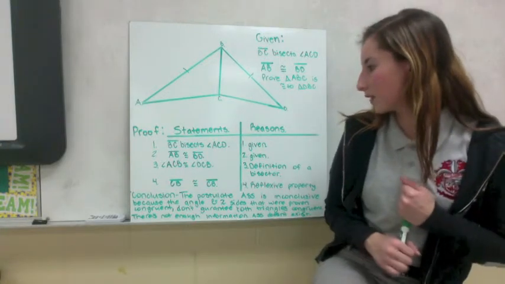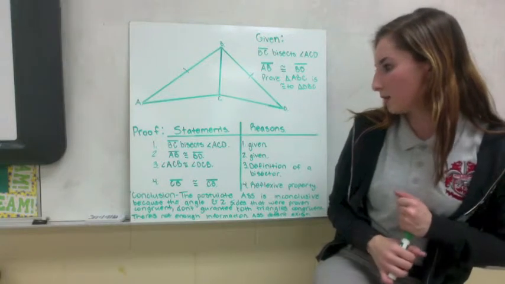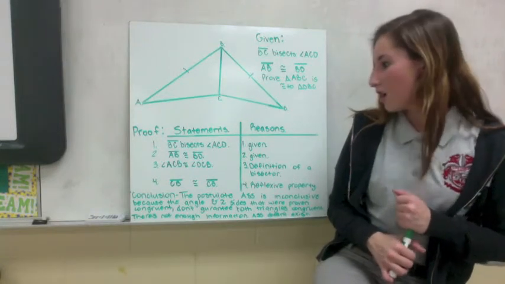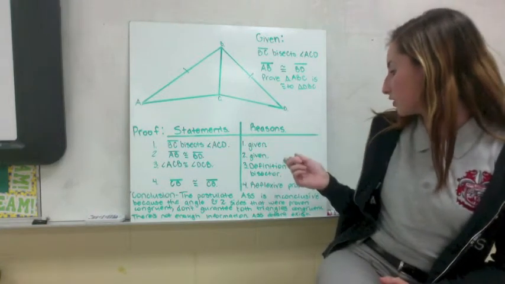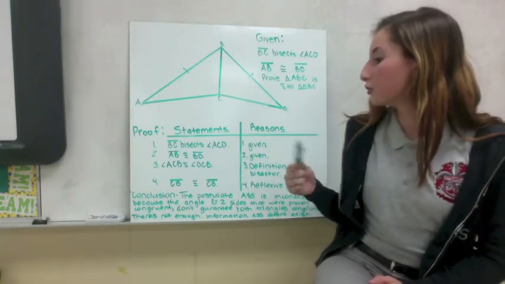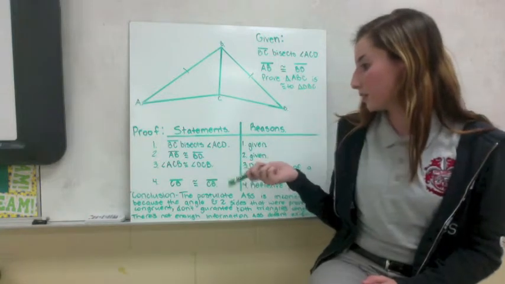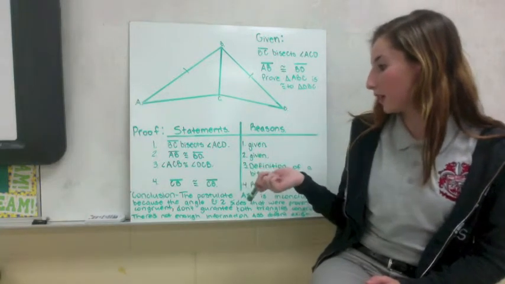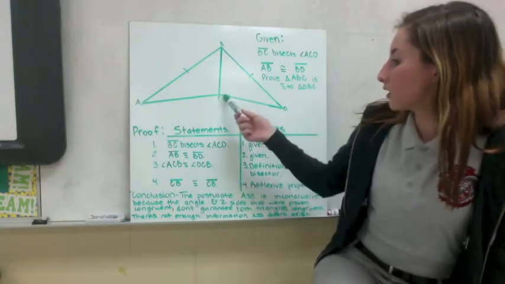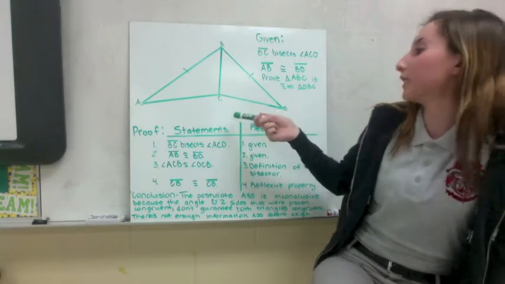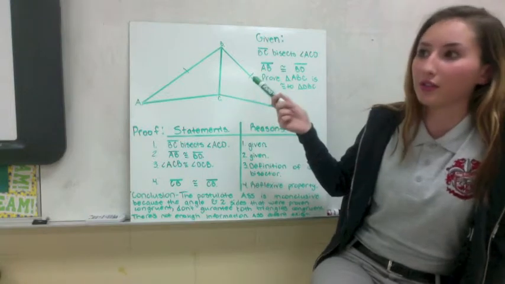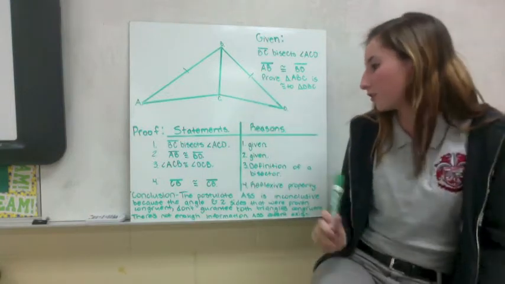BC bisects angle ACD, and side AB is congruent to side BD. Now, we can use the definition of a bisector to prove that angle ACB is congruent to angle DCB, because when you look, this is C. When you have a bisector, it splits an angle into two separate equal angles. That's how you know they're congruent.